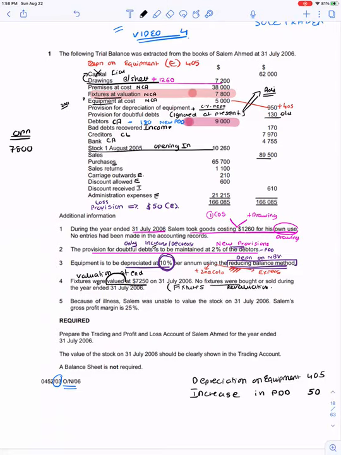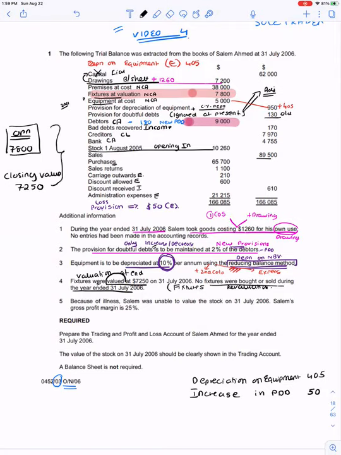No fixtures were bought or sold during the year. You have no fixtures that you have bought or sold during the year. So you have opening value of fixtures 7,800. You have closing value of fixtures, how much? Closing value of fixtures is 7,250. I have opening value of fixtures 7,800 and closing value of fixtures 7,250.